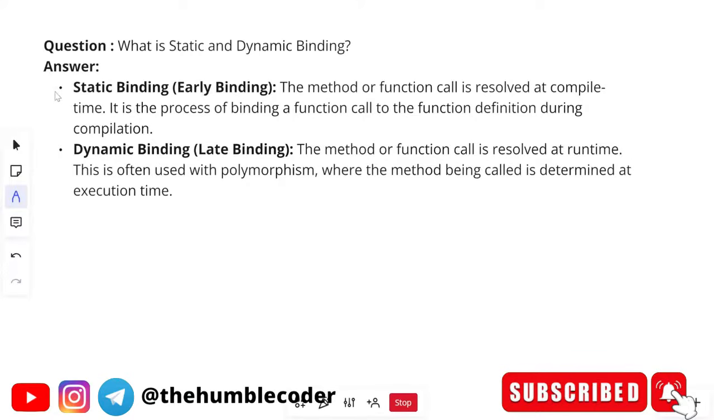Okay, so we have two types of binding basically: static binding and dynamic binding. Static binding is also called early binding. The method or function call is resolved at compile time. It is a process of binding a function call to the function definition during compilation.